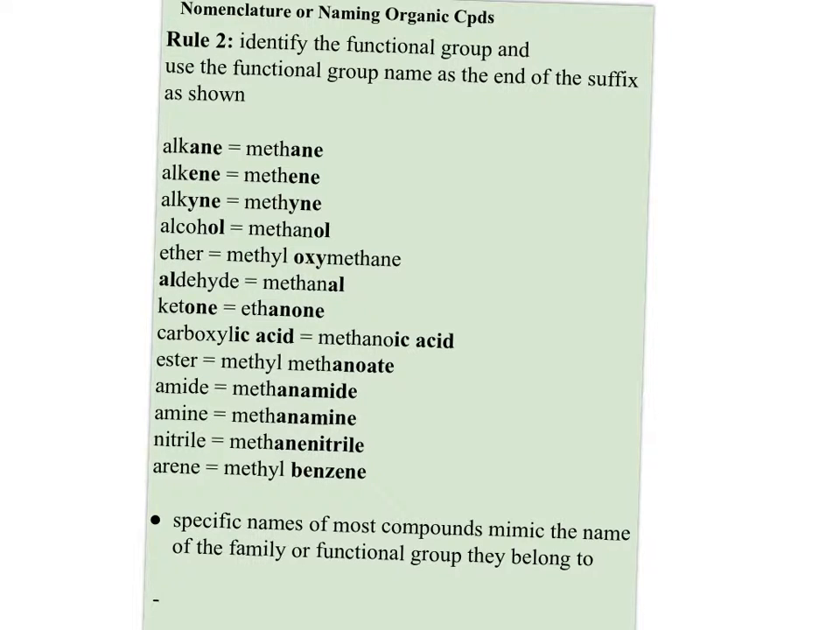being similar to the functional group, or the functional group's name being similar to the family name. So most of the compounds mimic the name. The 2 that really don't are the esters and the ethers, because of the functional group being trapped between 2 R groups. And so you have to distinguish what the 2 R groups are.